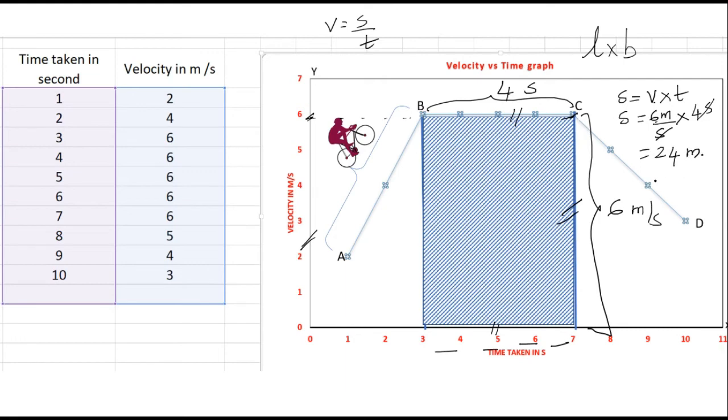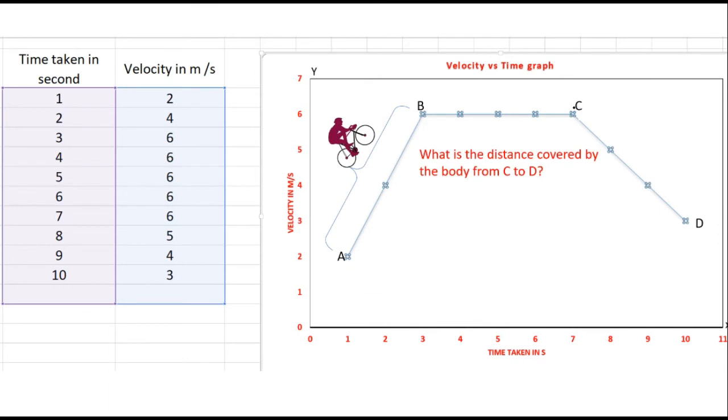This was a question I had asked you to comment on in the previous video tutorial, and many of you have commented with the right answer, right? How can we tally this? You either can do this numerically, that is by using the formula, or you just find the area below this. Okay. Now the next part of this particular graph is from C to D.